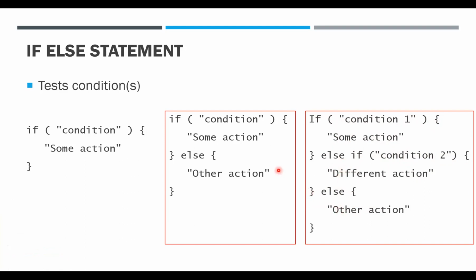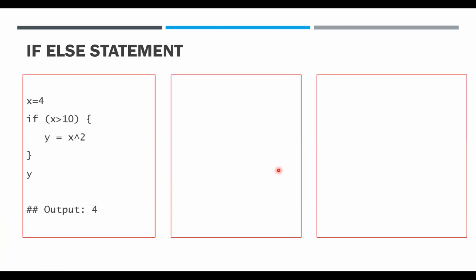Okay. So I'm going to give you 3 examples here. Let's start with this first one over here. x equals 4. Let's say we set the value of x as 4. If x is greater than 10, then the value of y will be x squared. If we run this code, it should output a 4. So let's go into R, and I'm going to run this example and change the values around to see how this works. Okay, let's go to R here.